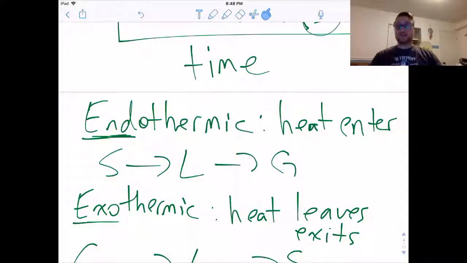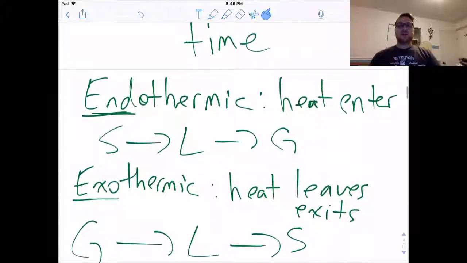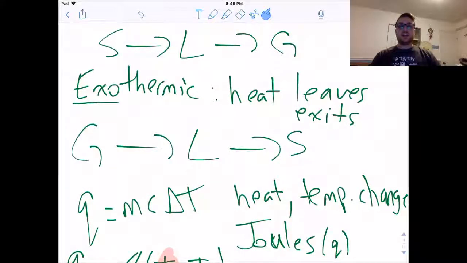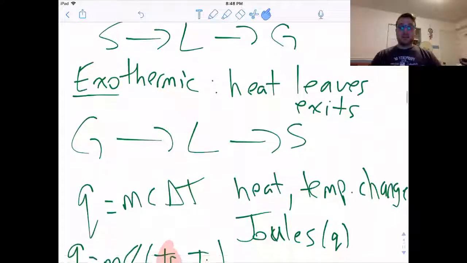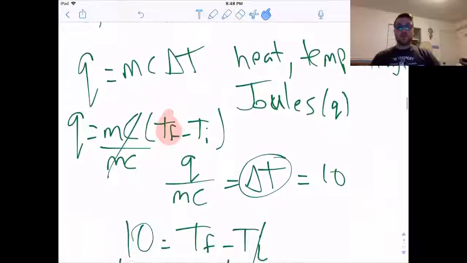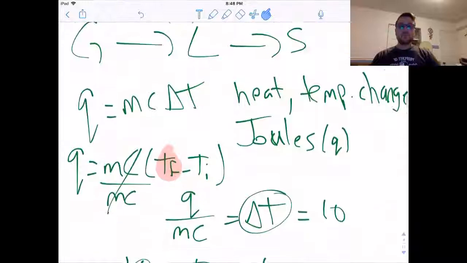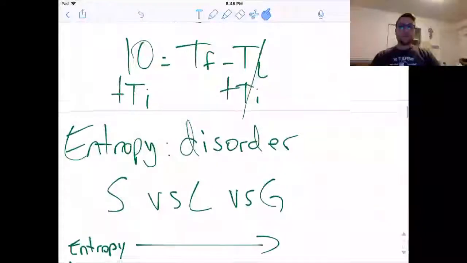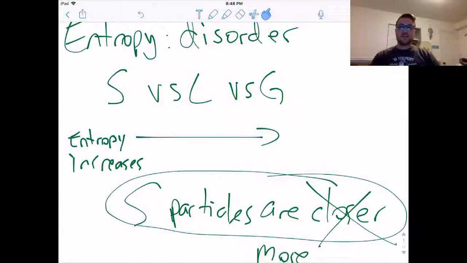Entropy is a measure of disorder. As a solid turns into a liquid, which turns into a gas, we have more entropy because they are more disordered. Solid particles are not closer together. They are more ordered. Do not say solids are closer than a liquid. Do not say liquids are closer than a gas. Say solids and liquids are more ordered substances than gases are. So this was like a question where you're comparing the entropy of H2O as a solid versus a liquid. Say the solid is more ordered.